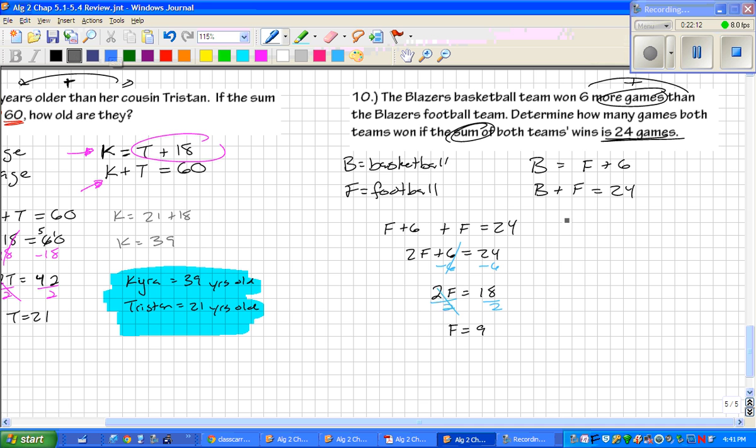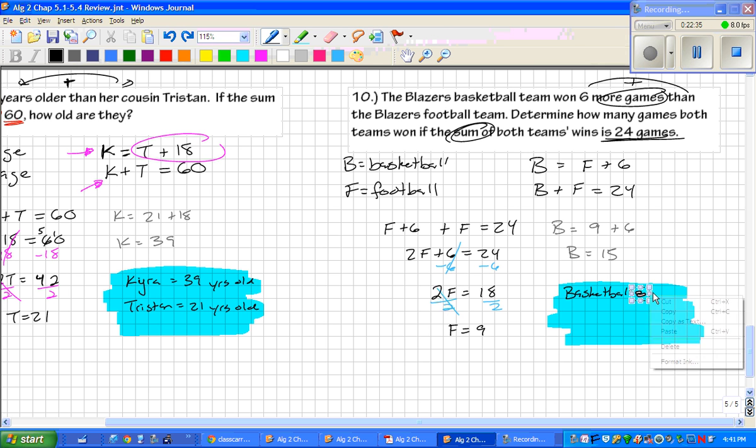Okay, and now we're just going to plug it back into the top equation where b equals the football plus 6. So b equals 15. So our final answer is going to be basketball equals, not 6, but 15 games. And football equals 9 games. Okay, well that's going to be it for Algebra 2, Chapter 5.1 through 5.4 review.